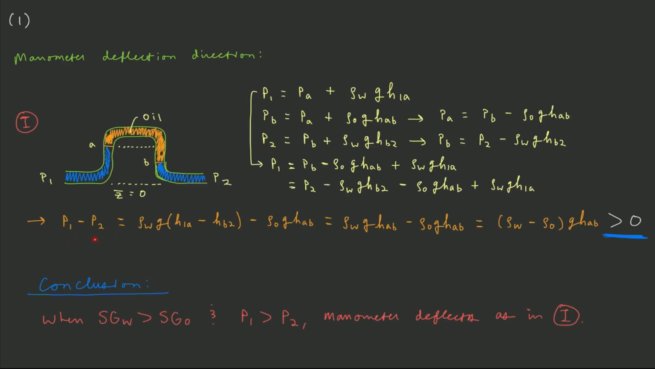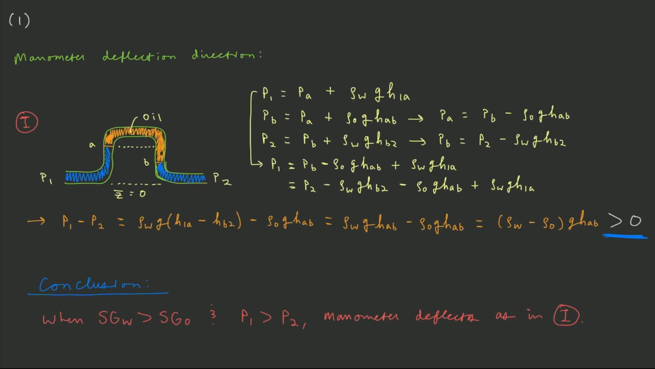And that expression for P1 minus P2 ends up being the quantity rho W minus rho O times G times HAB. HAB is the distance from the hydrostatic pressure equation, so it's positive. G is the magnitude of gravitational acceleration, so it's positive. Rho W is given as greater than rho O in the assumptions of the problem, so this quantity is also positive. So in other words, this whole right-hand side is positive. So in conclusion, the manometer deflects just like this when P1 is greater than P2, or in other words, the manometer deflects more towards the side with the lower pressure.